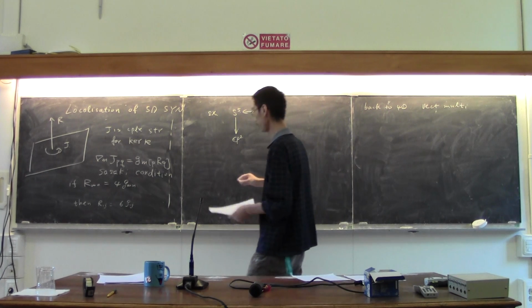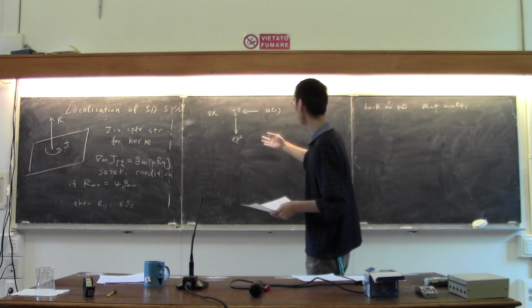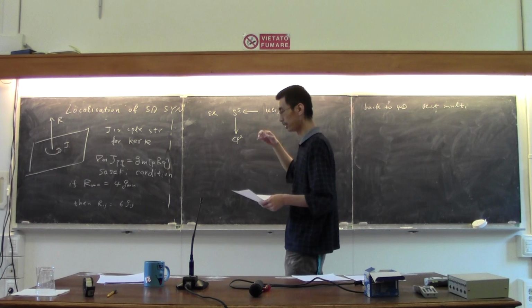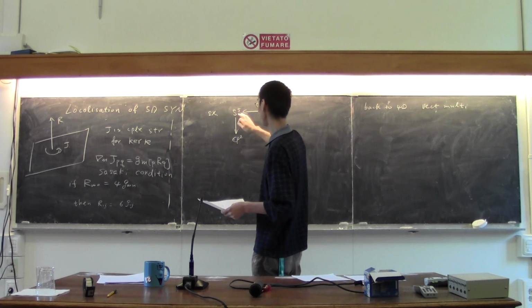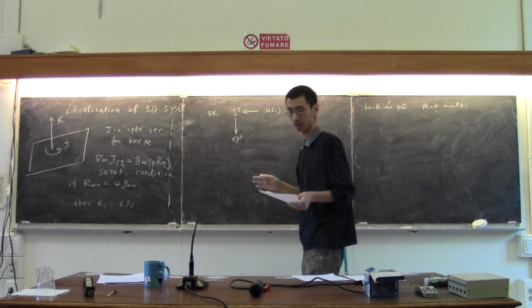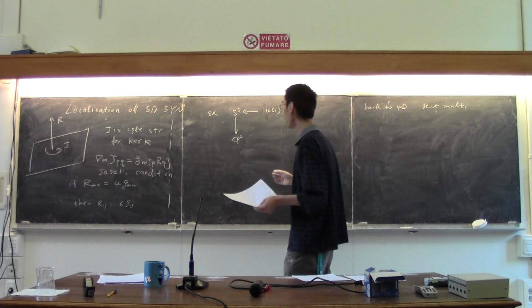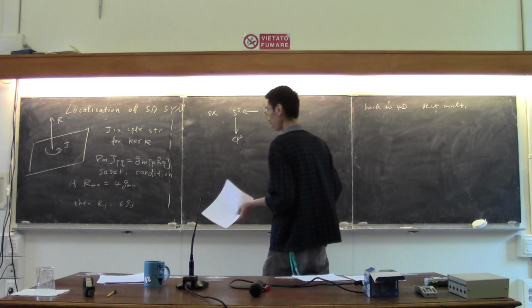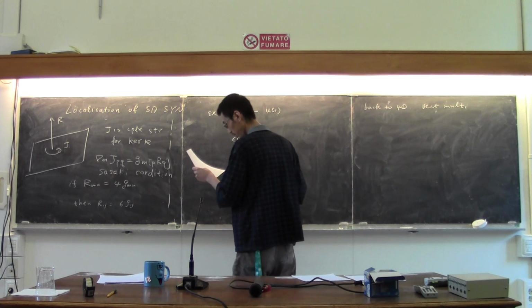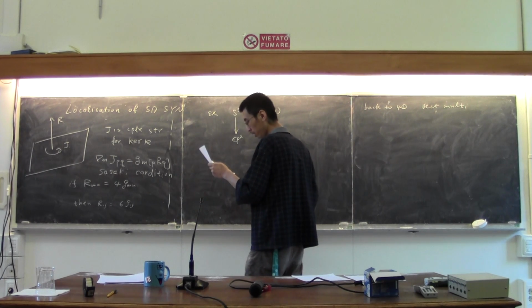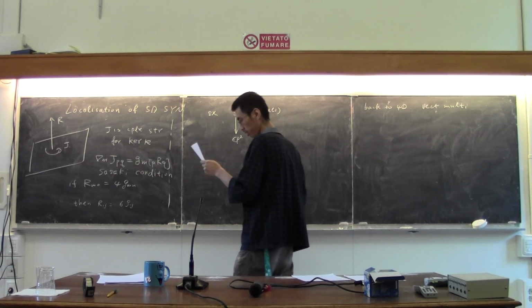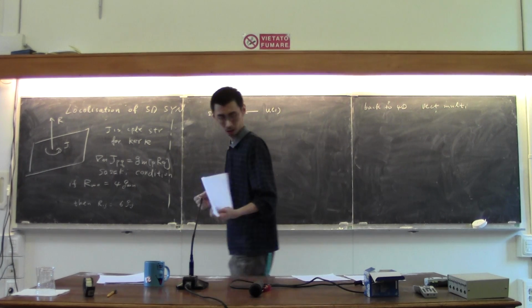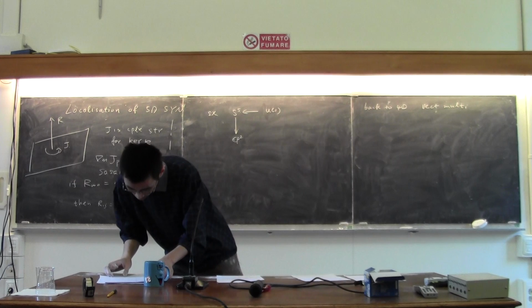In fact, the standard round metric of S5 is already the Sasaki-Einstein metric. You can check that this condition is satisfied by just doing some tensor calculation. Right, okay, let's see the next page.